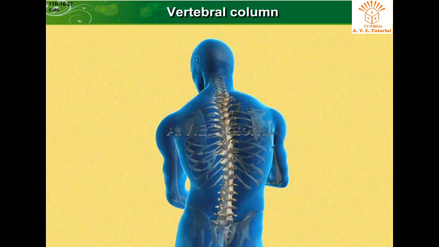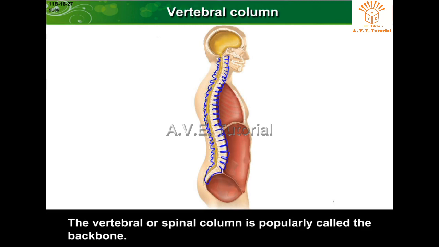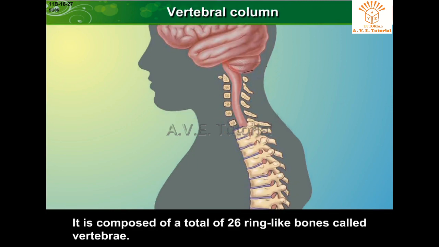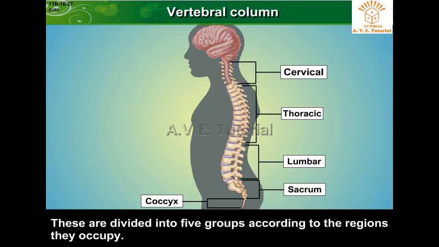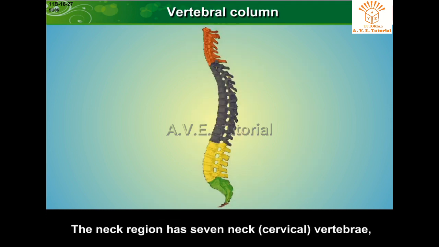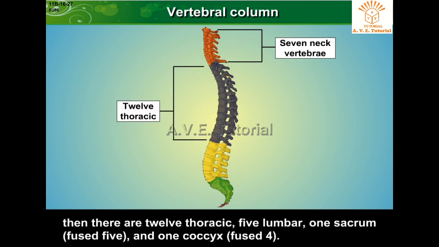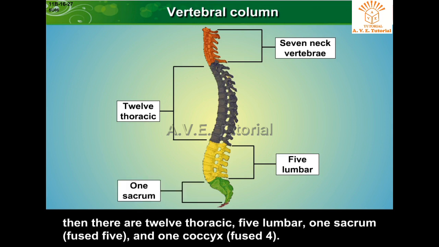Vertebral column. The vertebral or spinal column is popularly called the backbone. It is composed of a total of 26 ring-like bones called vertebrae. These are divided into 5 groups according to the regions they occupy. The neck region has 7 neck, that is cervical vertebrae. Then there are 12 thoracic, 5 lumbar, 1 sacrum, fused 5, and 1 coccyx, fused 4.